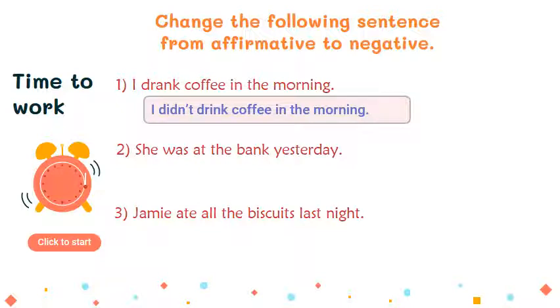Simply. Two: She was at the bank yesterday. Was is a verb to be.